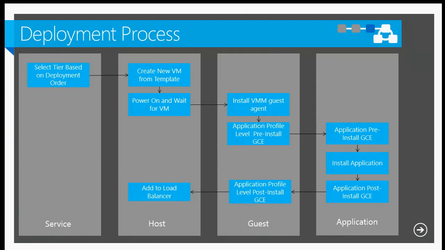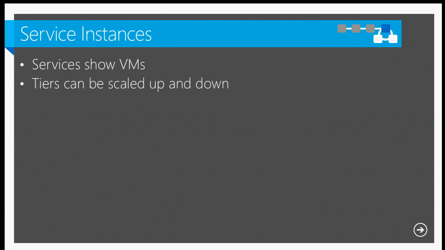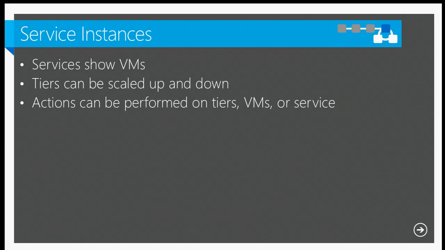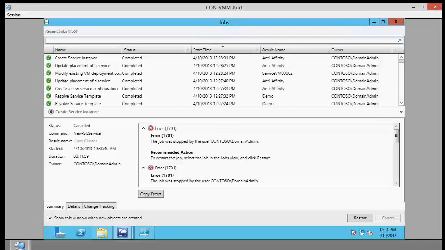And then from there, it's going to add it to the load balancer if you've got that defined for that guest, and then you're done with that service. So talking about specific service instances, when we look, I'll show in a moment, in the VMs and services pane, the services show which VMs they have attached to them. And each tier will show up in there, and the tiers can be scaled up or scaled down. And then actions can be performed on the tiers or the VMs or the service or anything like that. So let me bring this back up here.